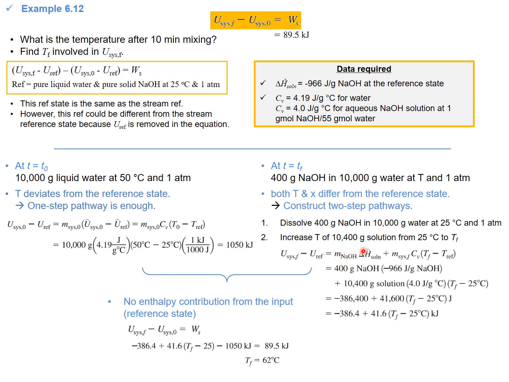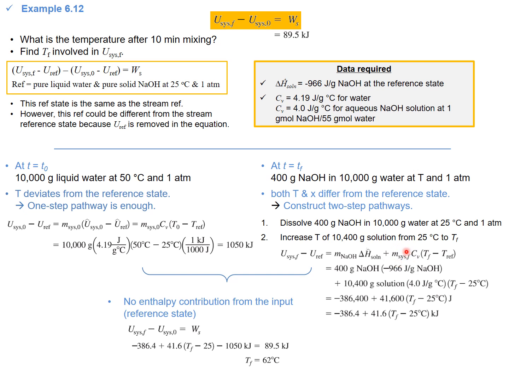So the amount of sodium hydroxide, because the unit of this enthalpy of solution is joule per gram sodium hydroxide. So the mass should be pure sodium hydroxide. So 400 gram sodium hydroxide with the value of the enthalpy of solution. Here, this one. Plus, let's go to the second step, which is relevant to the temperature difference.